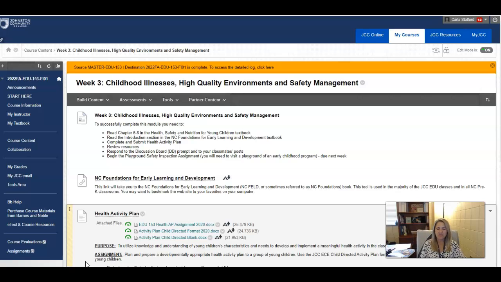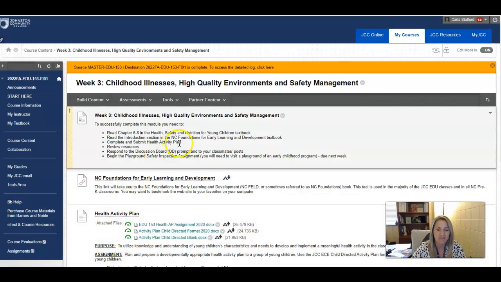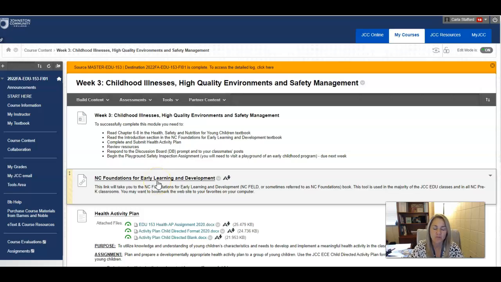This week does have more assignments than your past weeks have, so be sure to follow along closely. You need to read chapters 6 through 8 in your textbook, and you also need to read the introduction section of NC Foundations, and it is linked here. One reason that we are pulling in Foundations at this point is because you will need to use NC Foundations for your activity plan, your health activity plan that is also due this week.